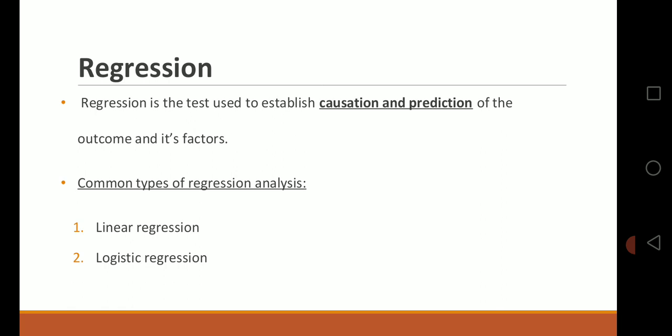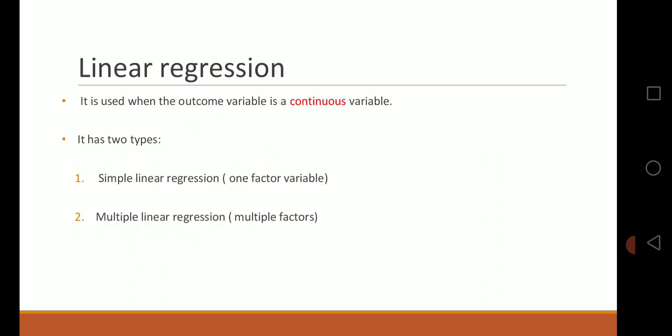The common types of regression analysis. Regression itself has many types. Okay, linear regression and logistic regression. Okay, we will explain each one and give examples for each type in order to differentiate it from the chi-square test. Okay, we have the first type of regression called linear regression.